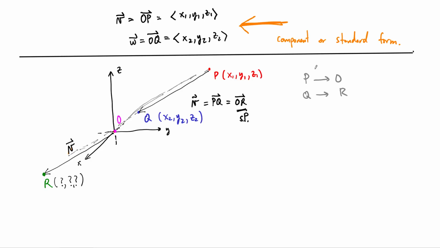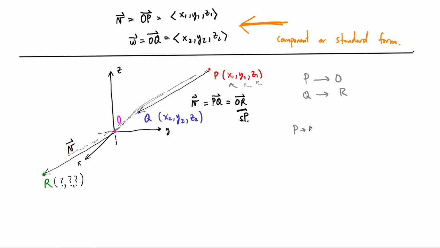Well, how are we going to move the point P to the origin? We have to translate each of these, right? So we have to subtract x1 from the first component, the first position, subtract y1 from the second position, subtract z1 from the third position. That's how we get P to the origin. Then we'll have 0, 0, 0, right?